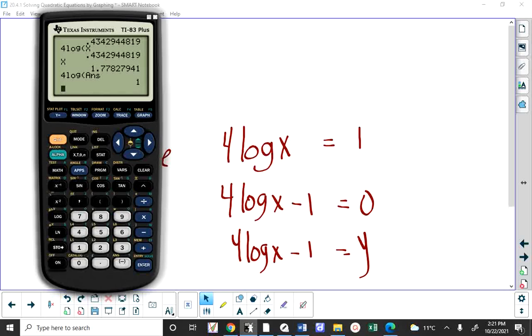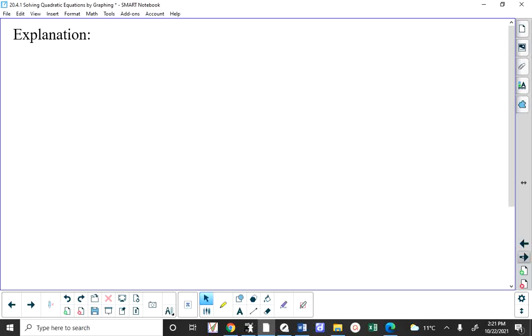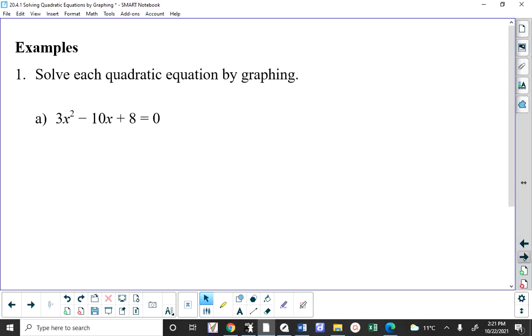It can be a trigonometric equation. It can be a quadratic. It can be a polynomial. It can be a logarithmic. It can be exponential. It can be anything. Okay, so we've got the explanation down. We're done. Let's try some examples.